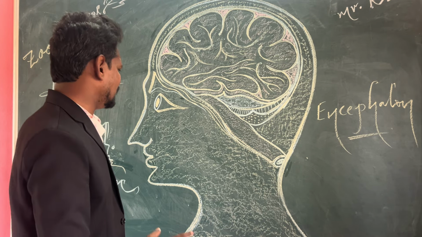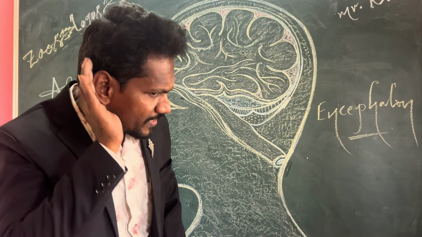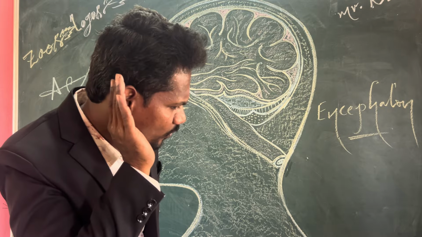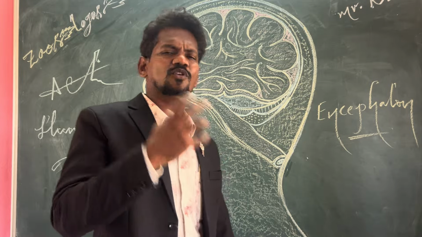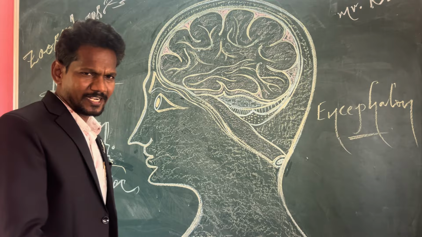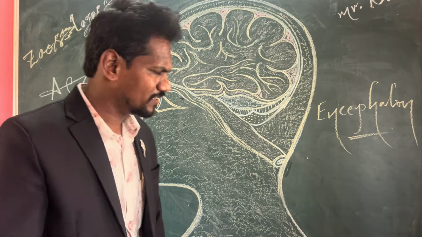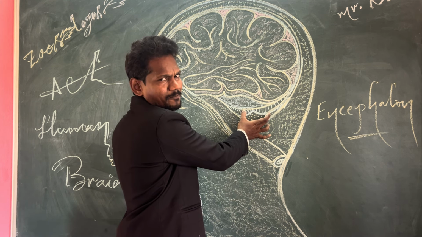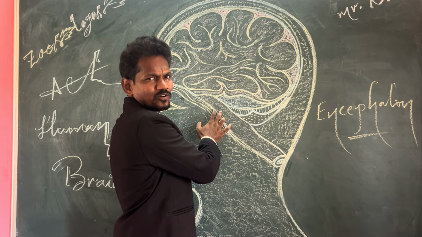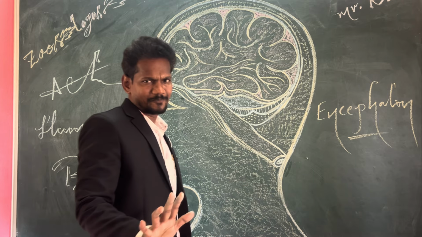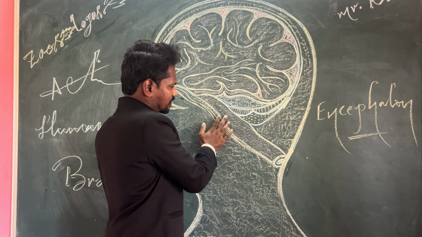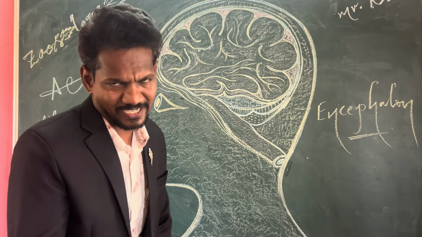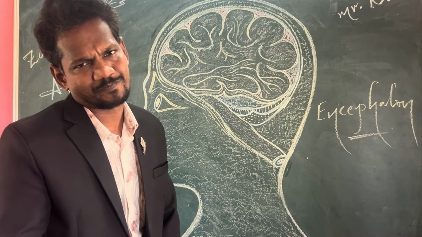Then coming to the midbrain, the auditory lobes and optic lobes. Optic lobes are responsible for vision, and auditory lobes are responsible for hearing. These both come under the midbrain. Then the last one, the hindbrain. The hindbrain is the second largest part called the cerebellum, pons varolii and medulla oblongata. These three together come under the hindbrain or rhombencephalon.